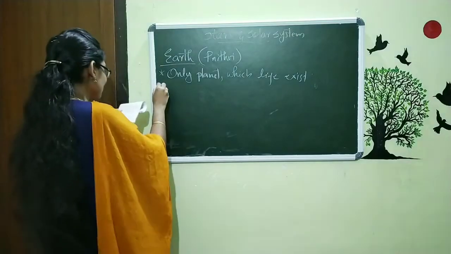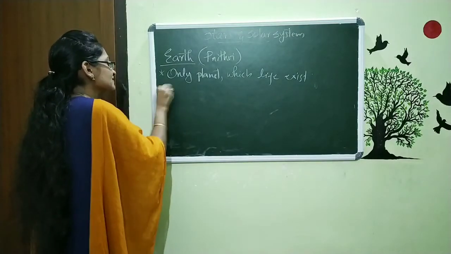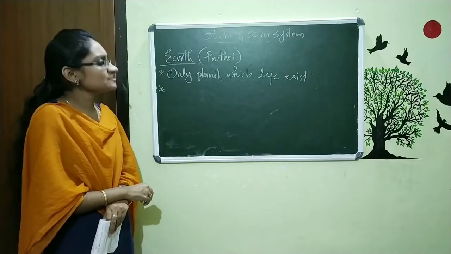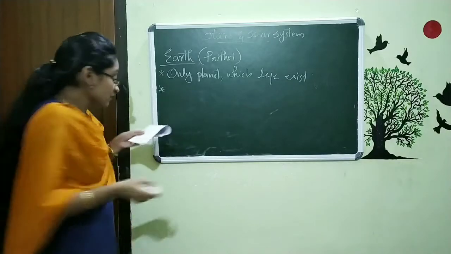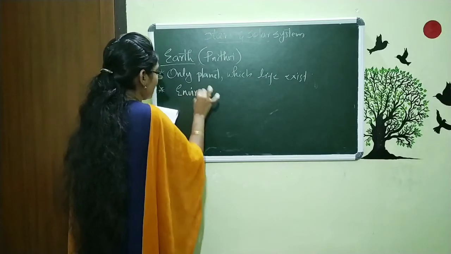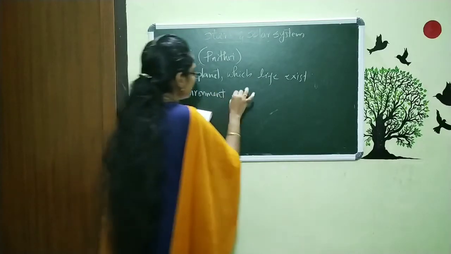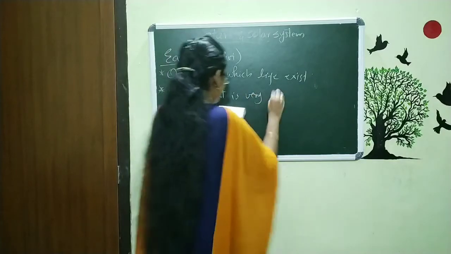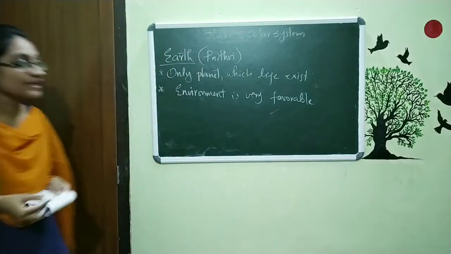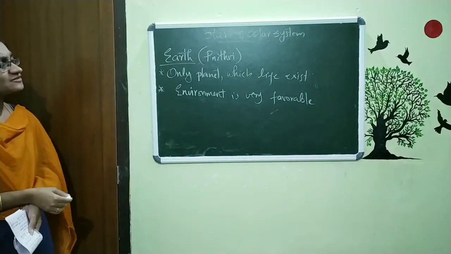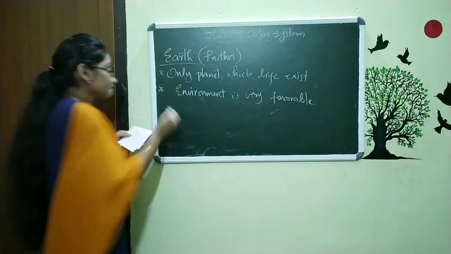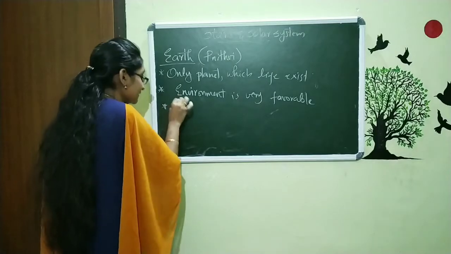Earth. And what is the reason? Why does life exist here and for the other planets there is no life? The reason is very simple. Here the environment is very favorable for having life or for life to exist. So what are these favorable environmental conditions? What does it include? It includes the right temperature.